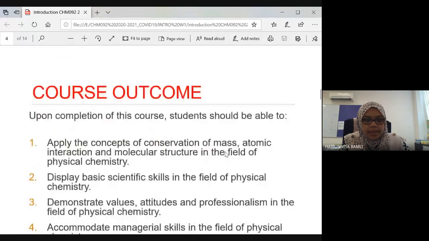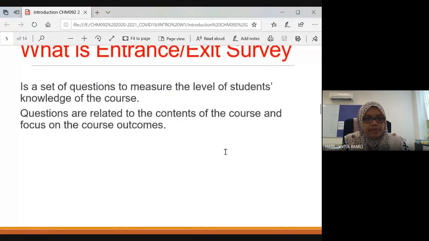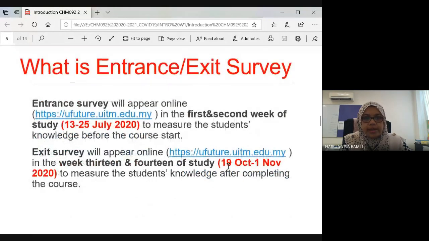There are a few parts that when I explained previously, that one is not updated. That one is based on previous students. Okay, this one, the entrance and exit survey. Previously, I said the entrance survey will appear online on Island or UFuture. But now, I have confirmed with others, so you will have to register in the UFuture. I think maybe some of you have already done this. So for those who have yet to answer the survey, please do so in the first and second week.